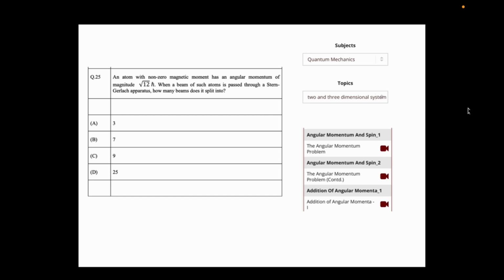So today we will be solving this question from GATE 2023 Physics. Now before I give you the answer and tell you how to solve this problem, I would like to introduce this problem. So what are the concepts that are required to solve this?